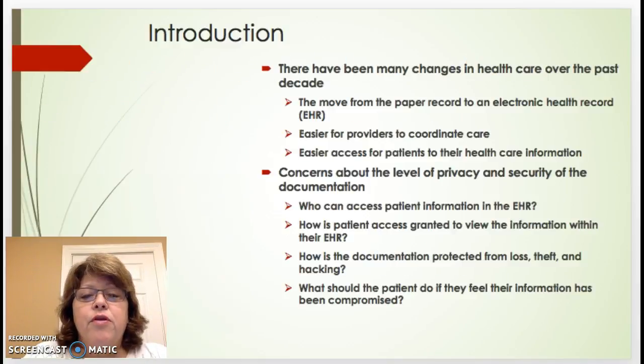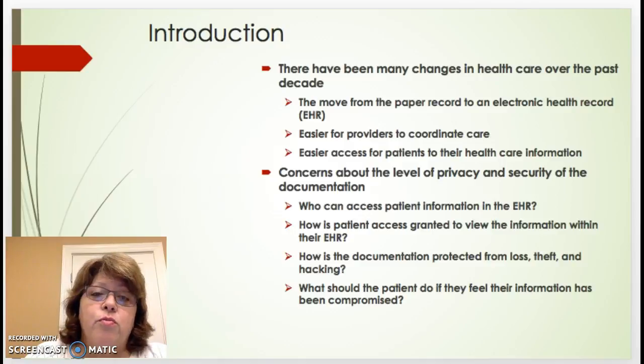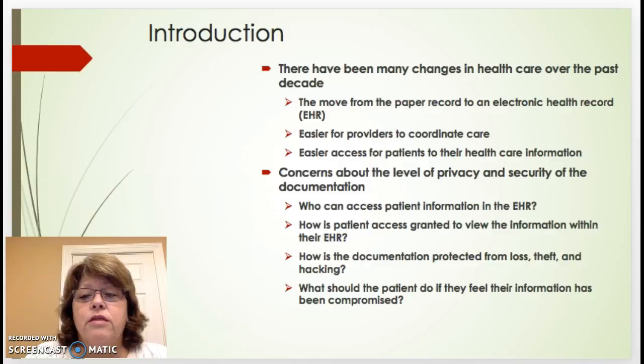There have been many changes in healthcare over the past decade. Some of those changes include the move from the paper medical record to the electronic health record. It's easier for providers to coordinate care with the use of the electronic health record, and there's easier access for the patients to their healthcare information with the use of secure portals that are established within each healthcare facility.